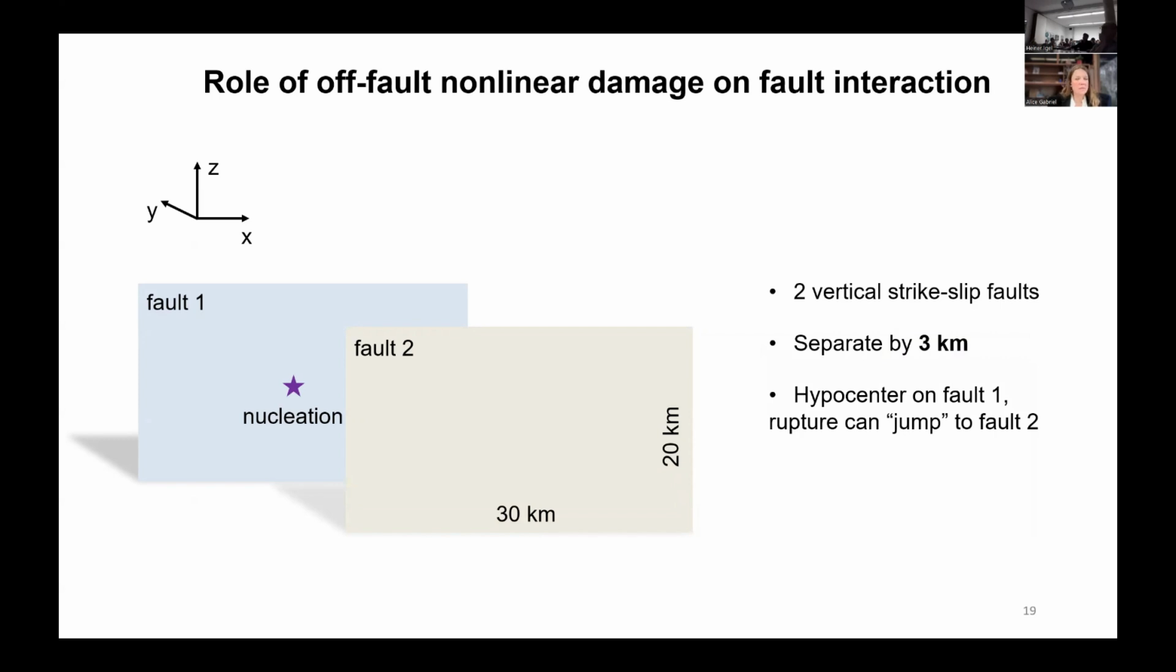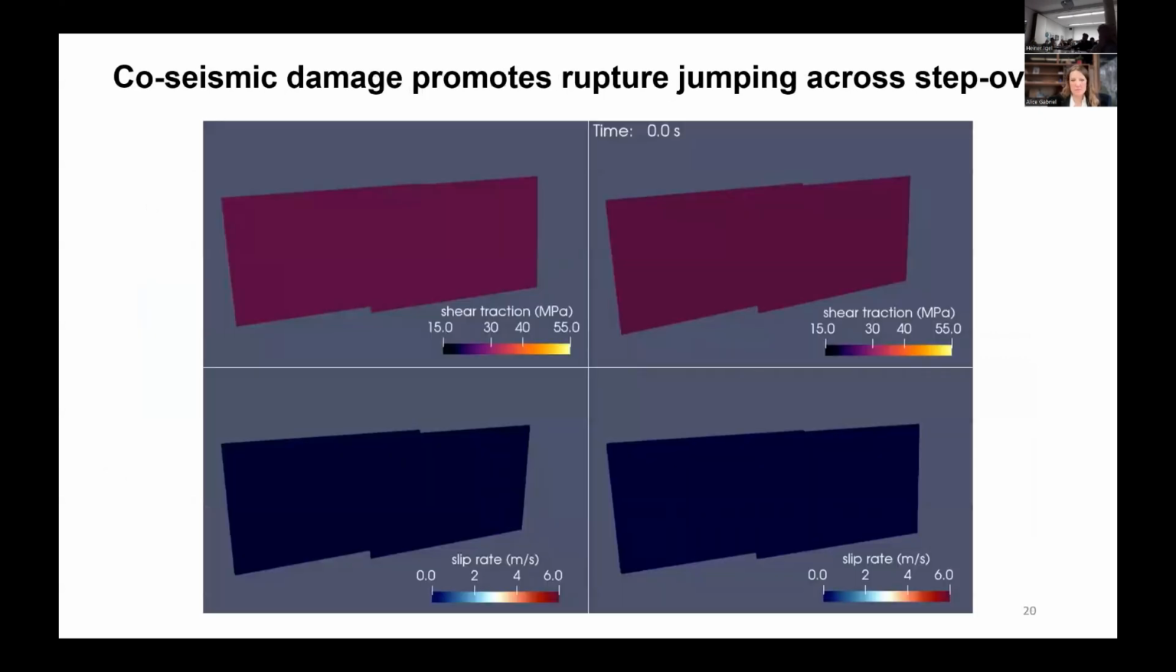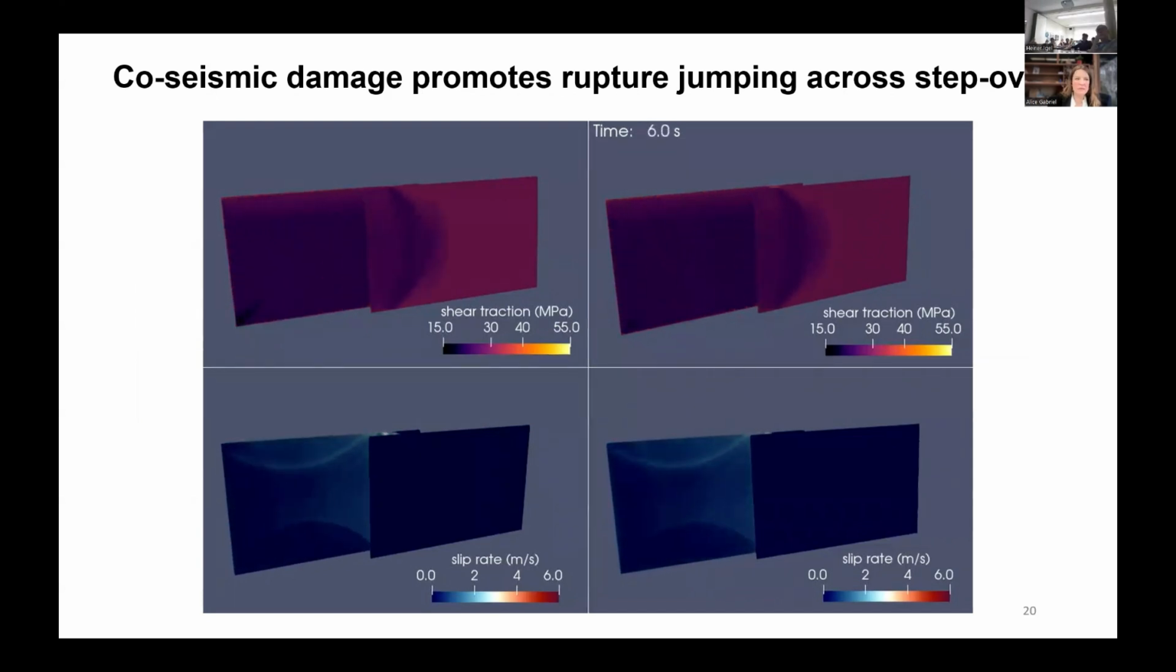What is interesting in our work is that we see the off-fault damage can facilitate this jump, but at the same time, it comes with a delay time. And that's what I'm going to show you in the next animation. The top panel is the shear traction on the 2 faults, and the bottom panel is the slip rate. I'm going to play it. We see during the nucleation of the first fault, it's very blurry, but we see some dynamic perturbations on the second fault.